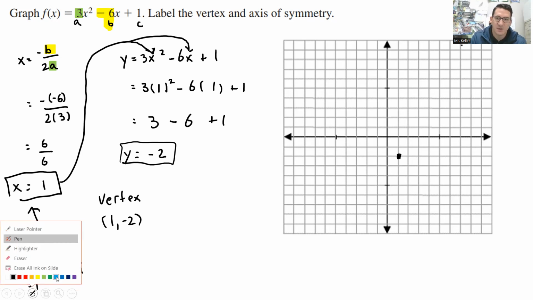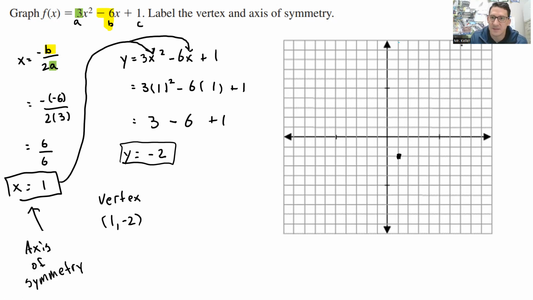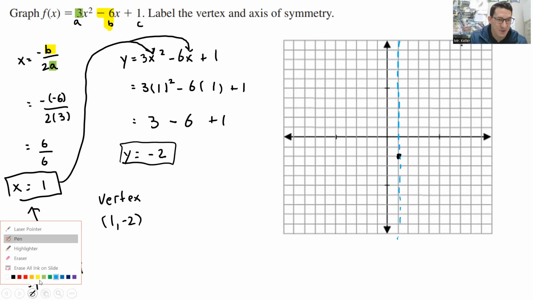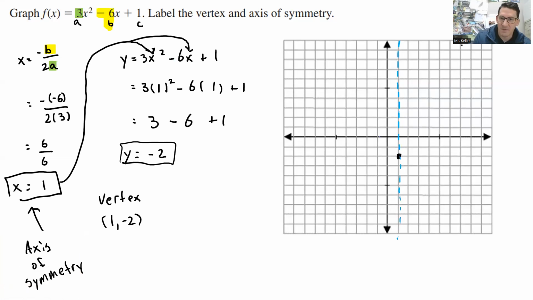So let me change the color of my pen. I'm going to put in the axis of symmetry as a dotted line through the vertex. And so we are just going to sketch this out. This is as accurate as we need to be for this. And then I'm actually going to do the graph in purple. Just feel like doing purple. Since this is the vertex, this is positive, so that means it's going to open up. So it's going to look like this.